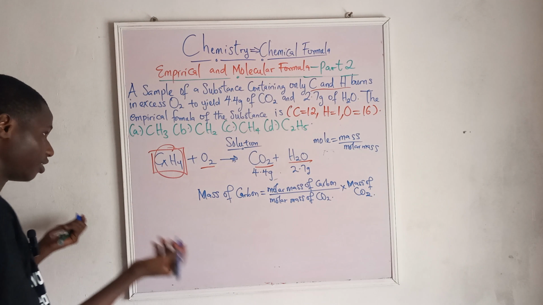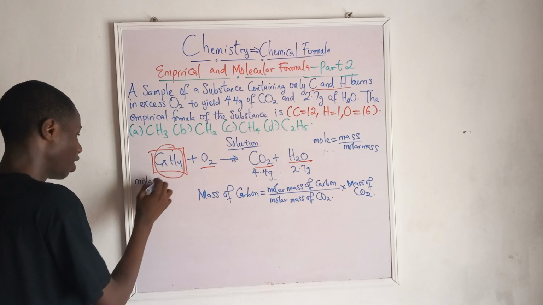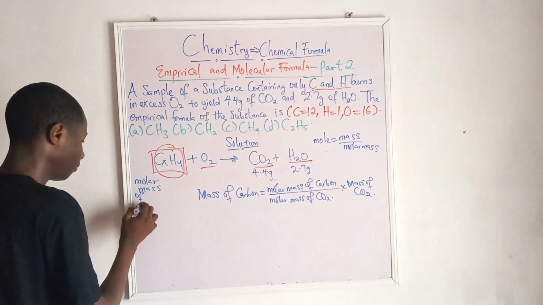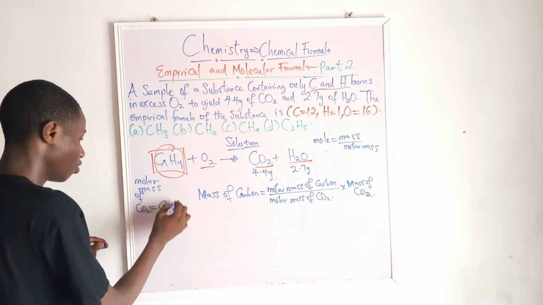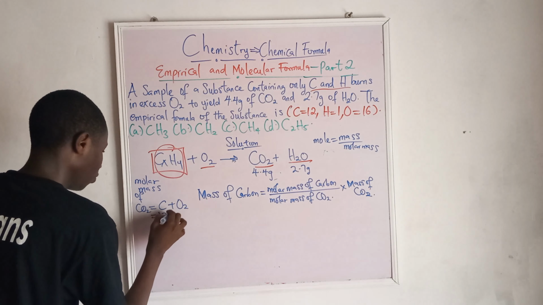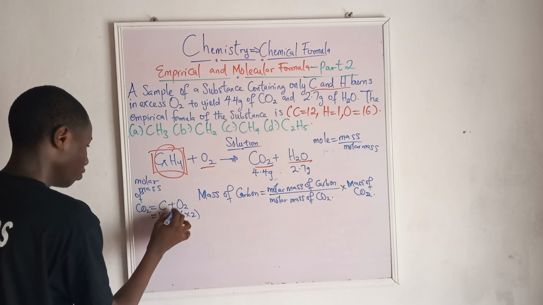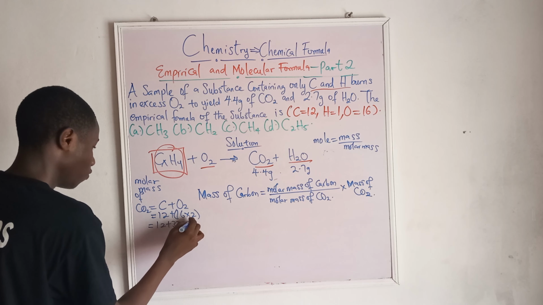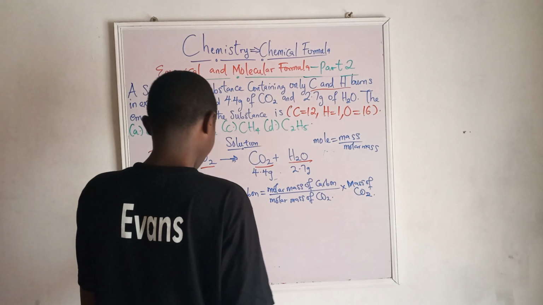Now you first ask yourself, what's the molar mass of carbon dioxide? That would be carbon plus oxygen, right? What is carbon? 12. What is oxygen? 16. But there is a subscript. You multiply it by 2. So what do we have? 12 plus 32 is equal to what? 44. Do you understand? So now what's the molar mass of carbon?